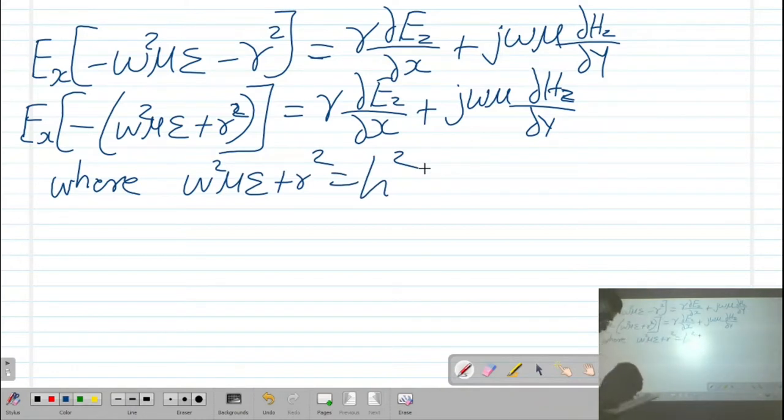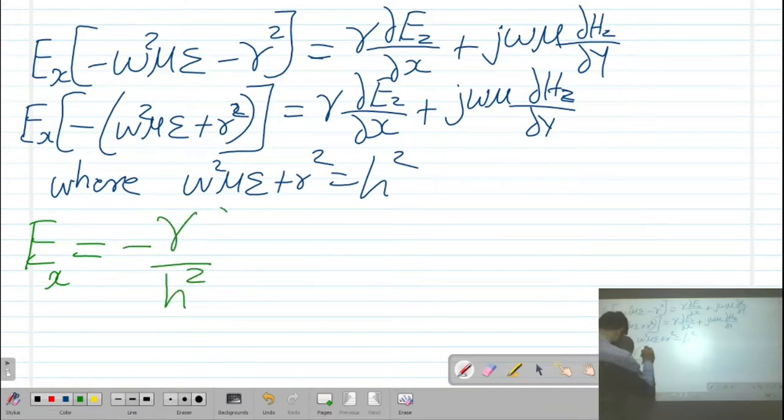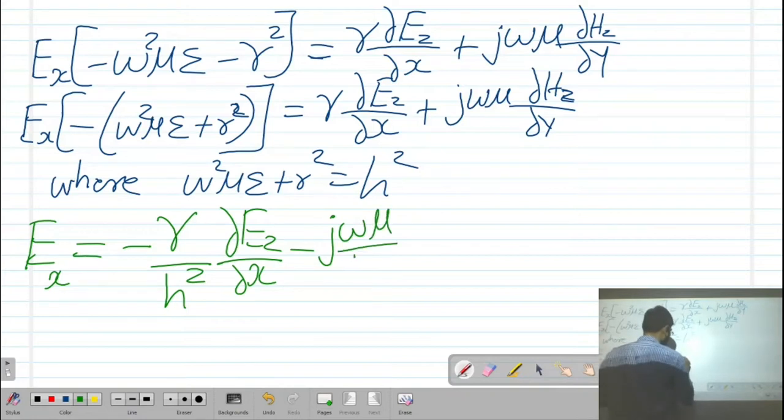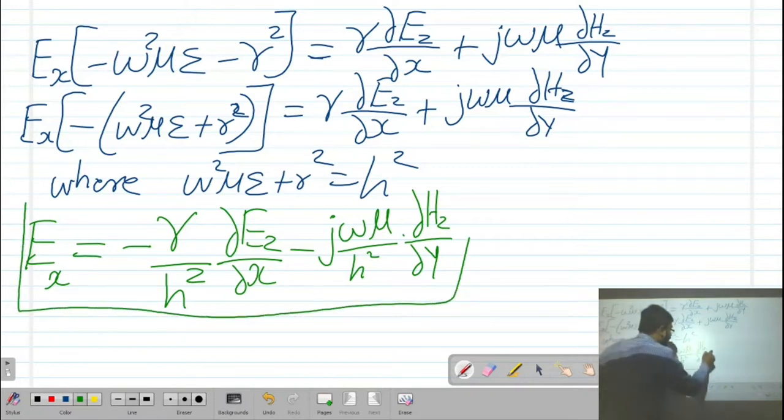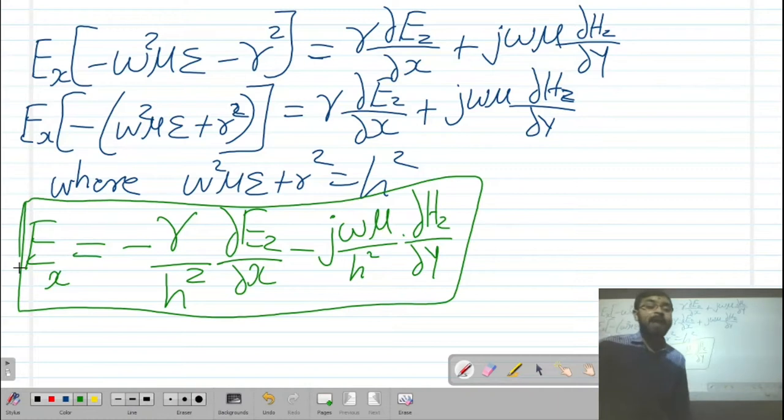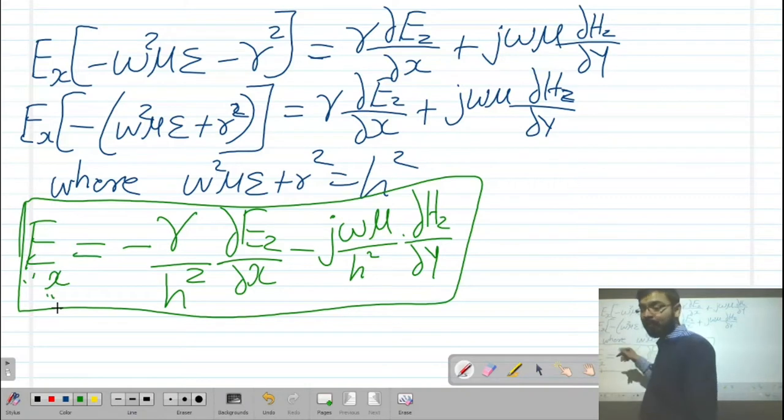h square, you might have recalled, is equals to h square. We will get E of x is equals to minus gamma by h square del E of z by del x minus of j omega mu divided by h square del h of z by del y. You can see this is the term for the x component of electric field, right? Similarly, you can have the term for y component of electric field, and similarly you can also have the electric field for z component. This is nothing but the electric field given in x direction. This will be given by this formula, right?